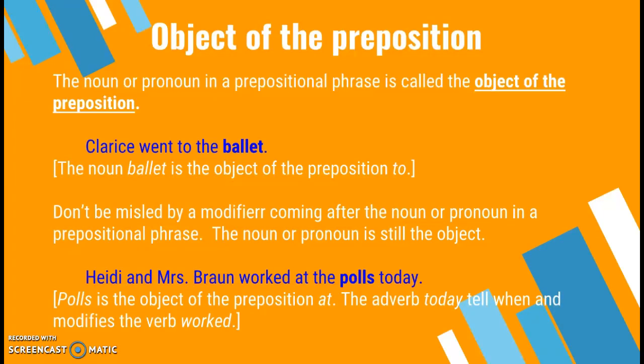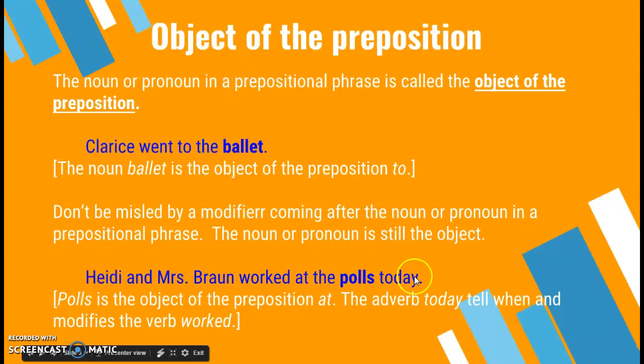You want to be careful that if there's a word that comes after it, you are not distracted by that. So if we look at that second one, Heidi and Mrs. Braun worked at the polls today, this one right here. Heidi and Mrs. Braun are our subject. Worked is the verb. At is the preposition, and so our prepositional phrase would go from at to the object of the preposition. So at what did they work? Well, they worked at the polls, so polls is the object of the preposition.